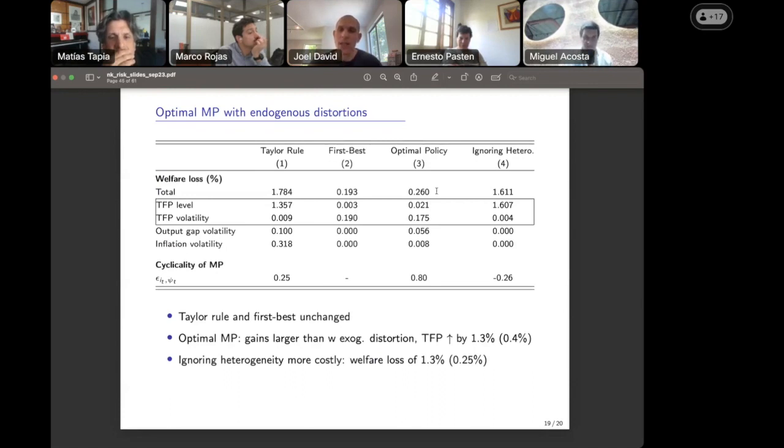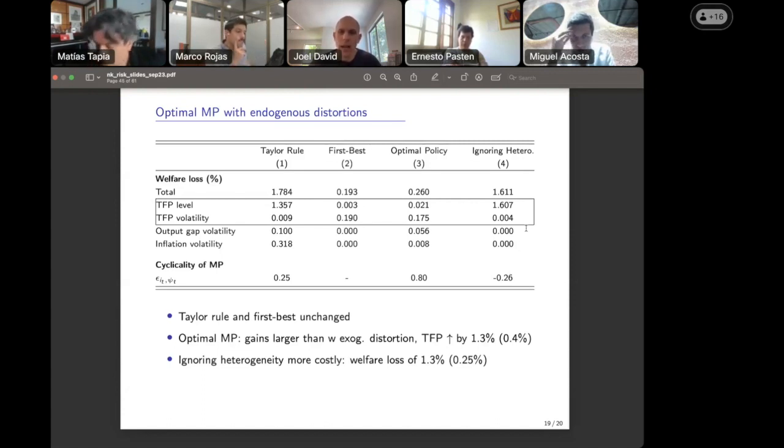Looking at column 3, this is optimal monetary policy accounting for heterogeneity and the effect of policy on the distortion. The gains that we get are much larger than we got under an exogenous distortion. In fact, optimal policy now comes pretty close to the first best. And again, that's almost predominantly coming from correcting distortions to the allocation, and that's showing up through the level of TFP. With the exogenous distortion, the level of TFP was higher by about 0.4% under optimal policy. Now that's like 1.3%. So the effects go up by a factor of like 3.